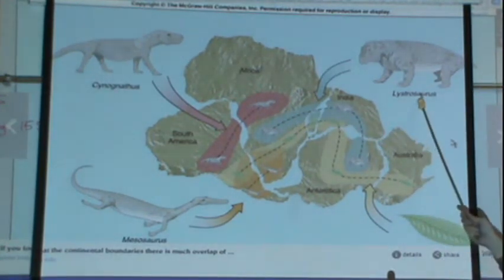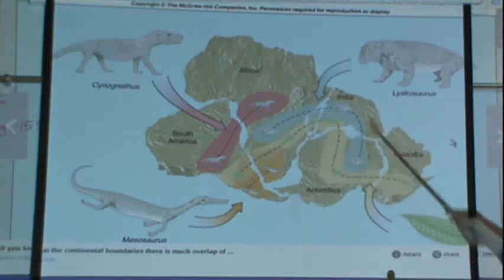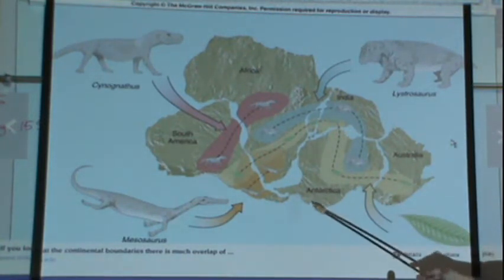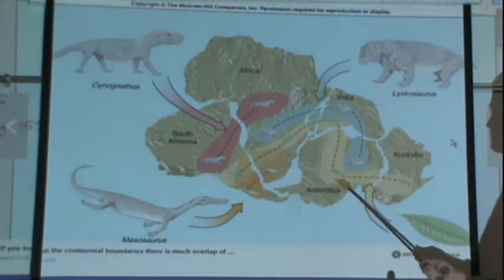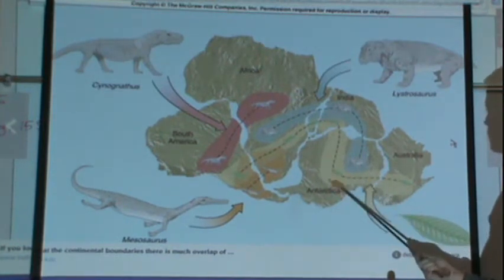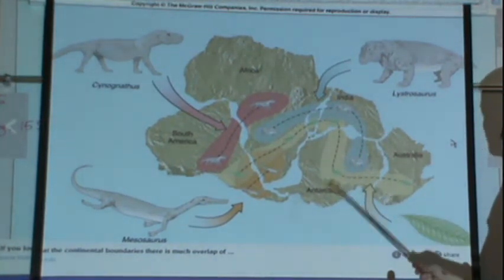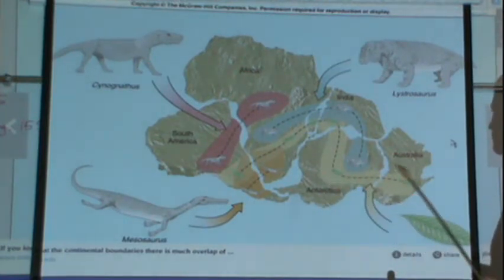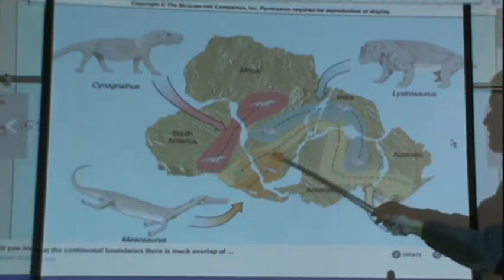Same thing with the Lystrosaurus. The Lystrosaurus is found on several continents that are all separated by an ocean. Okay? And then there's this plant. It's from a fern, and it's found even in Antarctica. Well, ferns can't grow in Antarctica. It's too cold. Well, Antarctica didn't used to be by the southern pole. It used to be closer to the equator. And it's found in all these different continents.